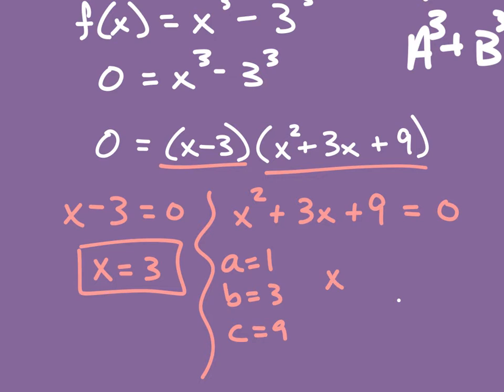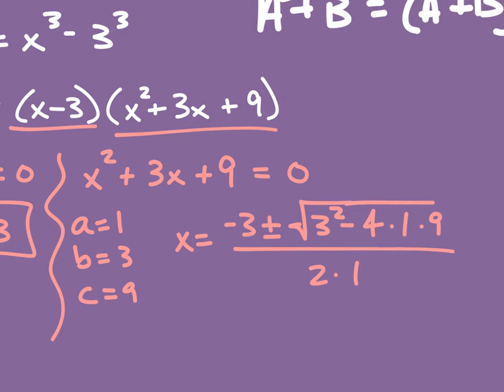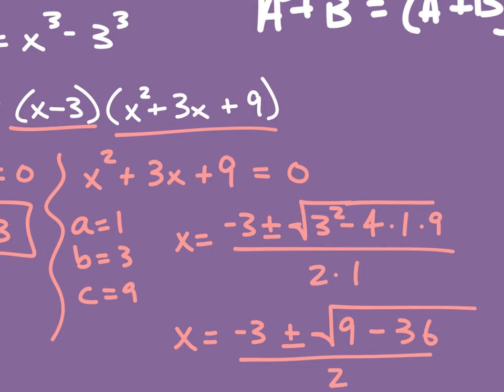All right, plug that into your formula, and you get opposite 3 plus or minus the square root of 3 squared minus 4 times 1 times 9, all over 2 times 1. All right, at this point, you just want to go through and solve. So you've got x is equal to negative 3 plus or minus the square root of 9 minus 4 times 9 is 36. So minus 36, all over 2.